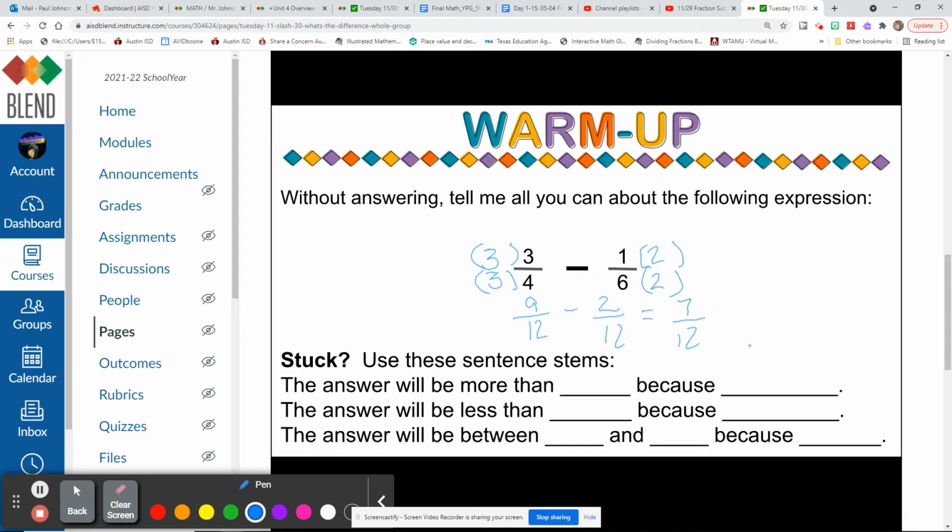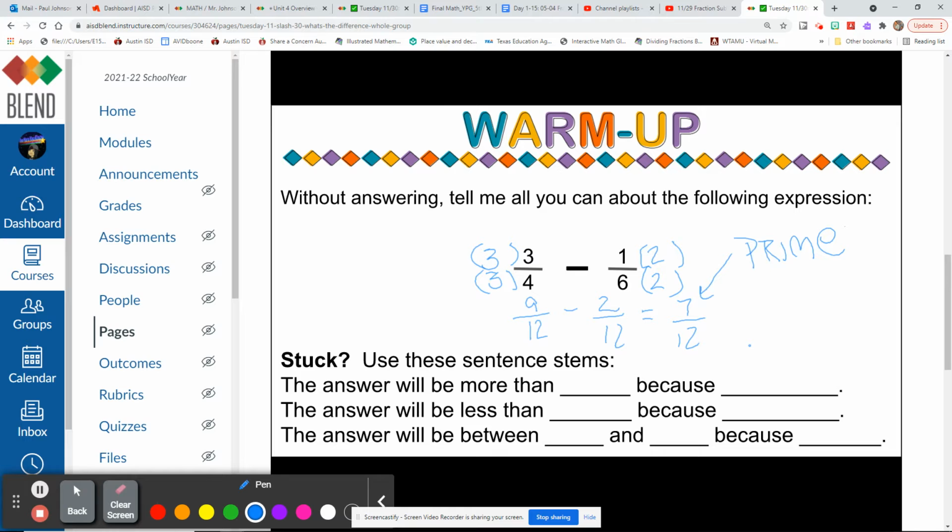Just some reminders of things that we've talked about. Our numerator is prime. So remember, if your numerator is prime, that means that the only way to simplify it is if it fits evenly into your denominator. I hope y'all remember that.